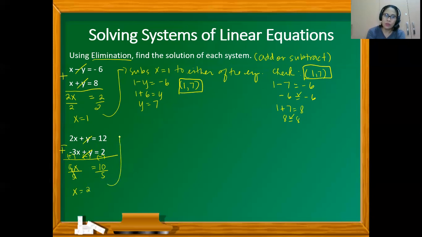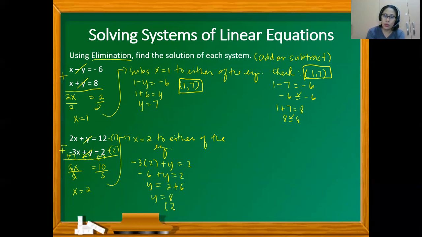So now we will substitute x equals 2 to either of the equations. If we make use of the second equation, we substitute x equals 2 here, and this is the first equation. So we have negative 3 times 2 plus y equals 2. So we have negative 6 plus y equals 2. Transpose negative 6 to the other side of the equation, we have y equals 8. So the solution, class, for this system is (2, 8).